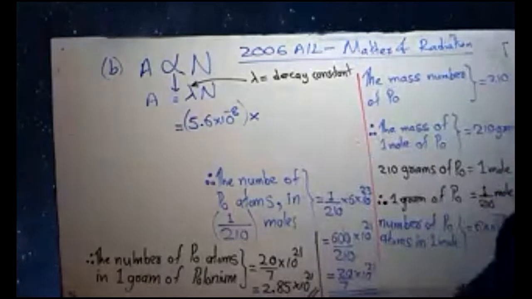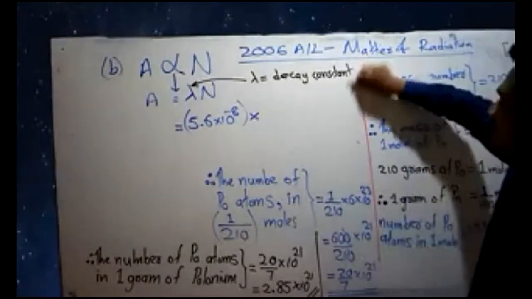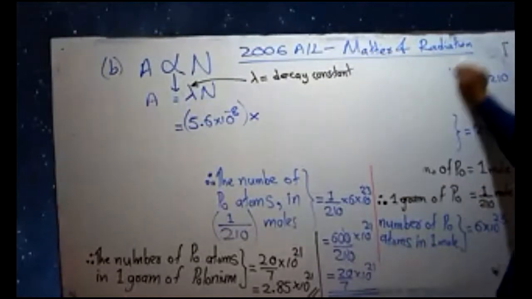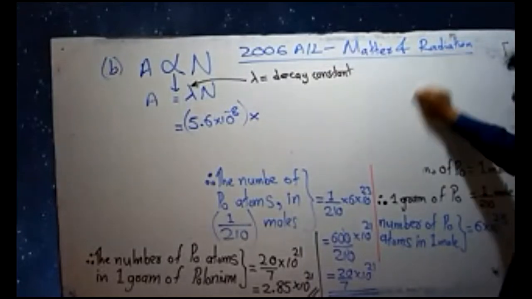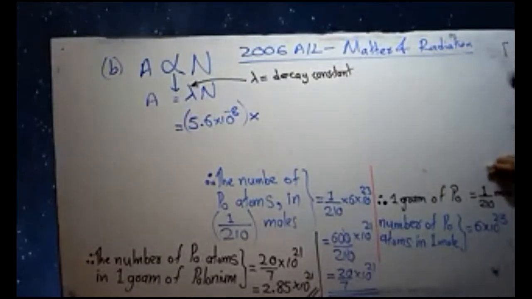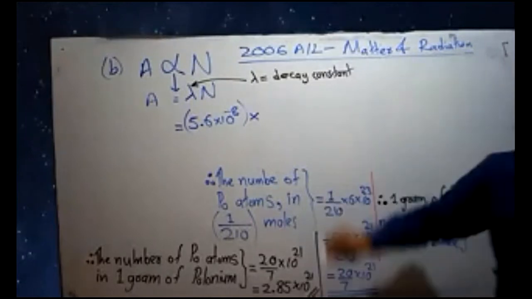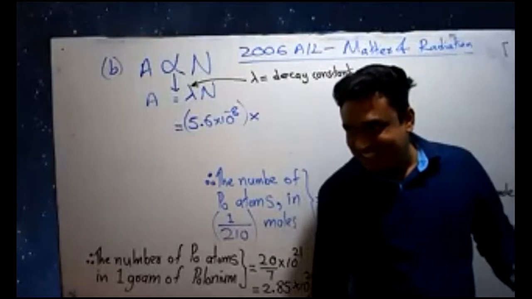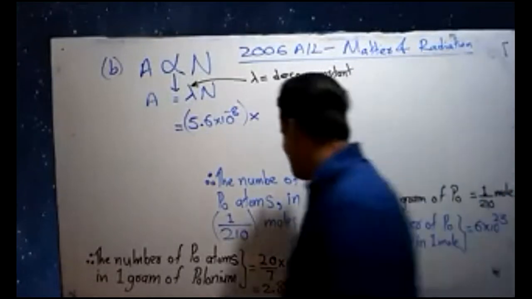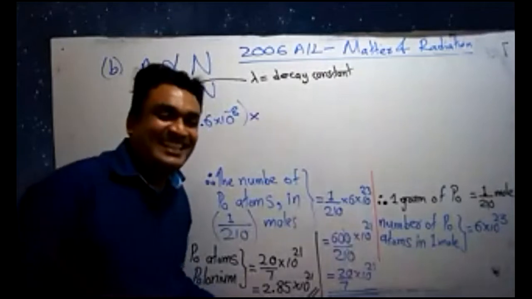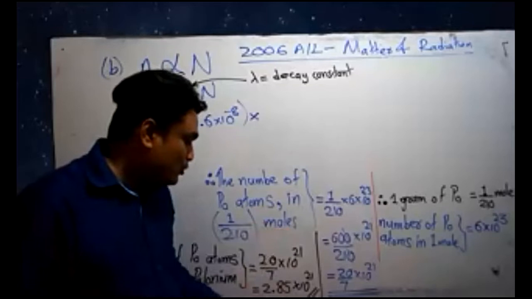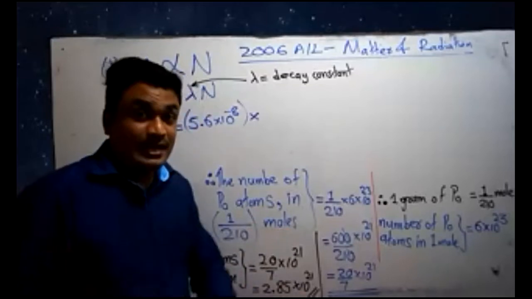Somebody unmute the mic and tell me the number of polonium atoms in the sample. Could you please speak loudly, dear? 2.8 into 10 to the power 21. Again, I didn't hear. Sorry. 2.8 into 10 to the power 21. Very good. Thank you. Sorry, sometimes my speaker is not working. 2.85 into 10 to the power 21.